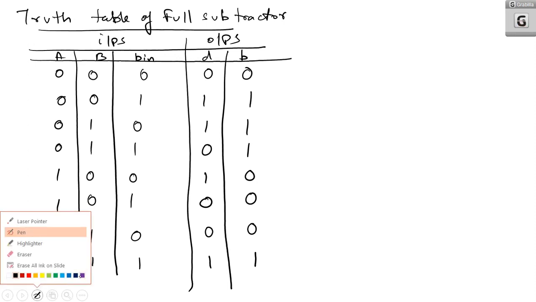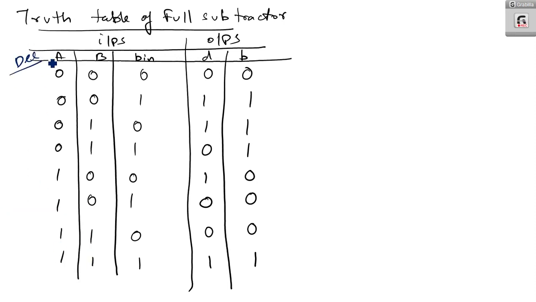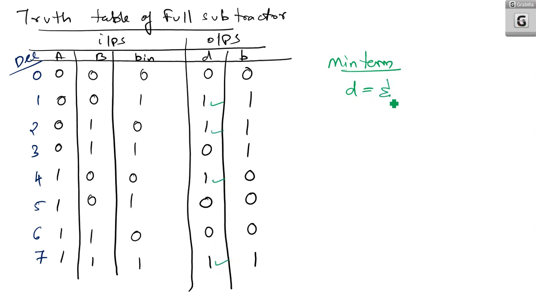Now, writing the corresponding decimal equivalents for A, B, B in, we have 0, 1, 2, 3, 4, 5, 6 and 7. Writing the minterm expressions, the difference is sigma m 1, 2, 4, 7, and the borrow is sigma m 1, 2, 3 and 7.